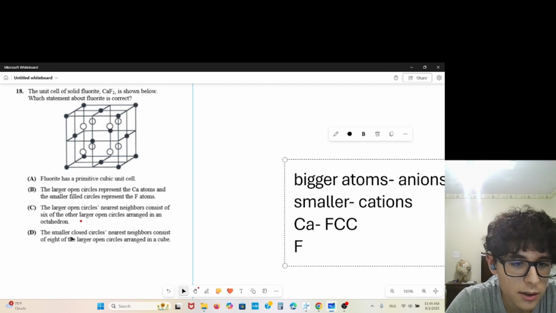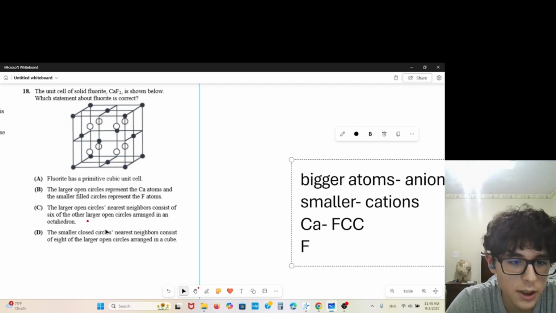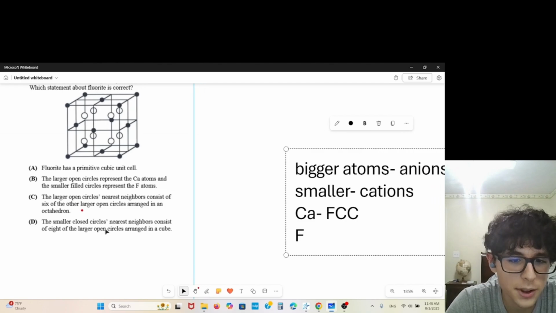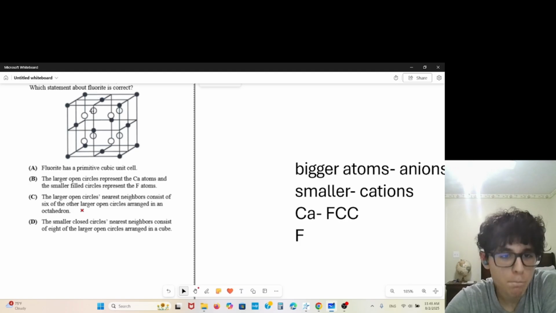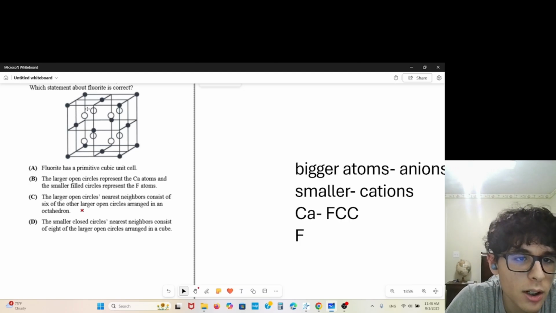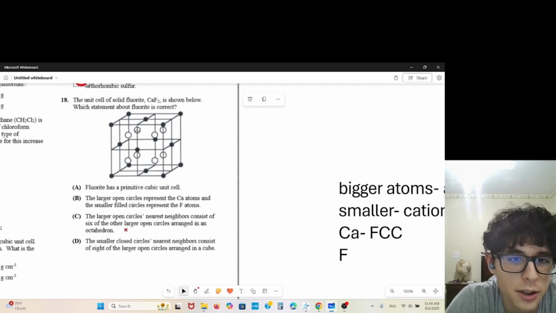The smaller closed circle's nearest neighbors consist of 8 of the larger open circles arranged in a cube. Cations, 8 of the larger. Yeah, it makes sense, because if you think about it like this, these fluorine atoms are called tetrahedral holes. Okay? In a face-centered cubic cell, you're going to have tetrahedral holes here.